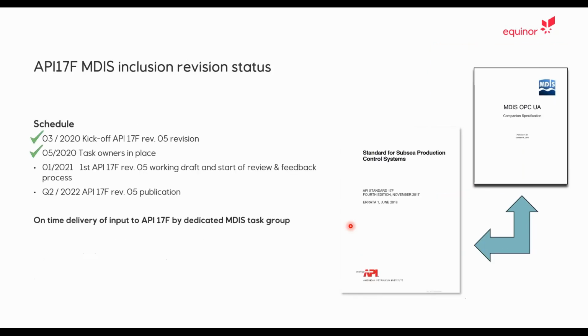So my final slide, I would just like to give a brief update on the MDIS inclusion or status in the next API revision. As a base case, in today's API 17F revision 4, there's a requirement related to MDIS already, but we would like to make it a little bit more firm in the 5th revision. So in general, we kicked off the API 17F revision 5 work in March last year. It's of course a bit more than just MDIS.